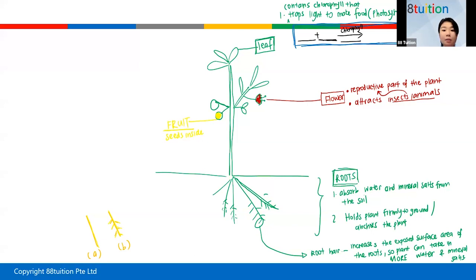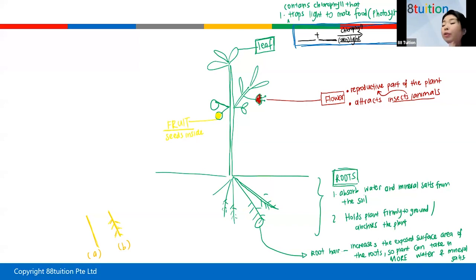Light is also okay, right? I know the teacher always says sunlight, but please remember, as long as there is light, even under the lamp, the plant can make food. Okay, what are the other 2 things that are needed for photosynthesis? What is the gas that is needed for photosynthesis?